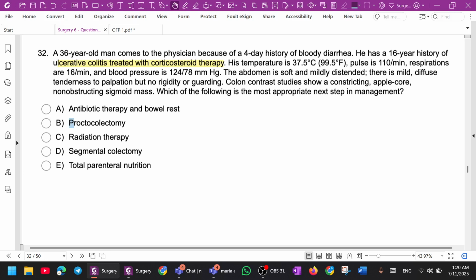Ready? Yes. Is it surgery, isn't it? No, which one? Proctocolectomy. Okay.